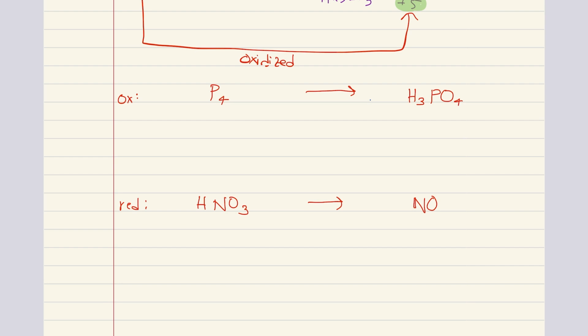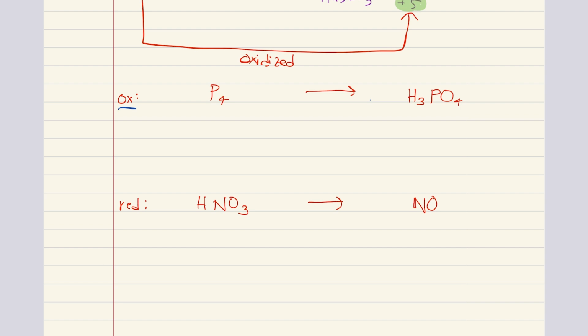Now that step 2 is complete, we can move into step 3, where we're going to balance each of the half reactions. To do that, we first balance all of the atoms except for hydrogen and oxygen. Once that's done, then we can balance oxygen by adding water as needed, and we can balance hydrogen by adding H+ as needed. Let's begin by balancing the atoms in the oxidation half reaction.